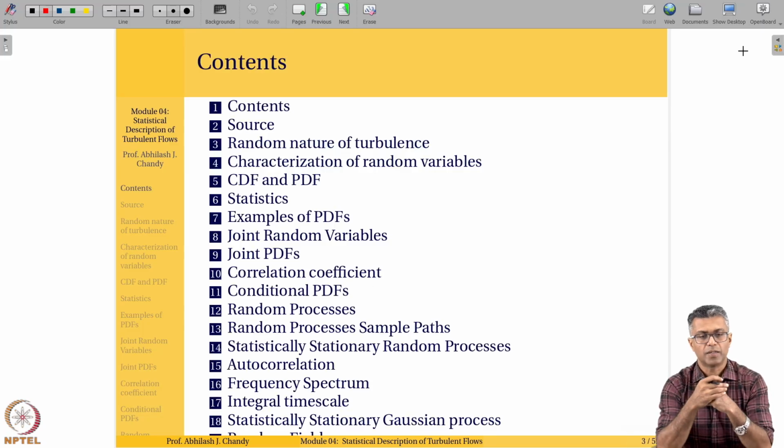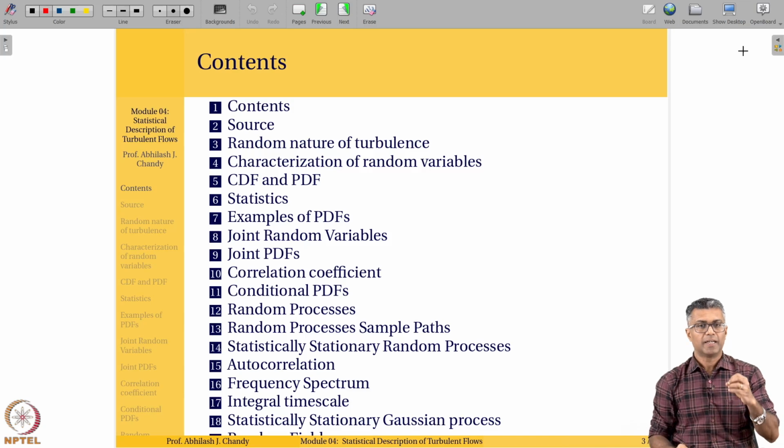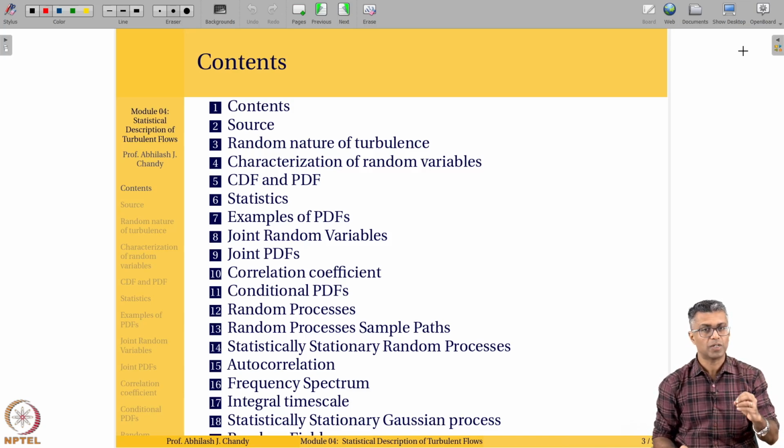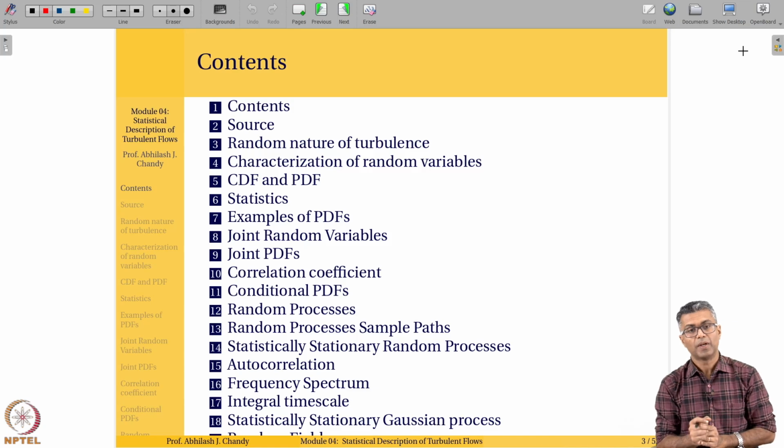So these are the contents. We are going to be dealing with the random nature of turbulence. So we'll discuss that a little bit. And again, keep this in context of how turbulence is actually described. There is a seemingly random behavior. It is not actually random, because if so, we couldn't use the Navier-Stokes equations, right? We'll discuss that as well.